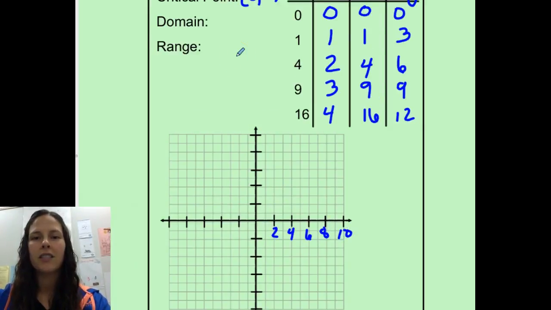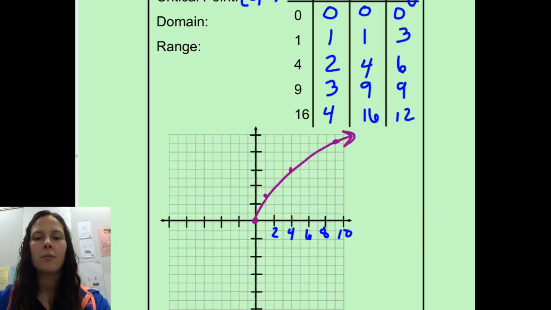Plotting those points, we're still starting at 0, 0. We have 1, 3, 4, 6, and 9, 9 is the last one that'll fit on the graph. The square root function, remember, starts at 0, 0. You can't put a negative into the square root function and get a real number out of it.